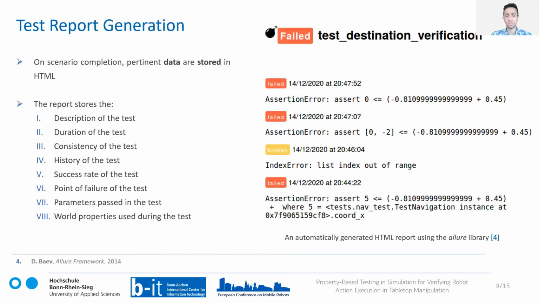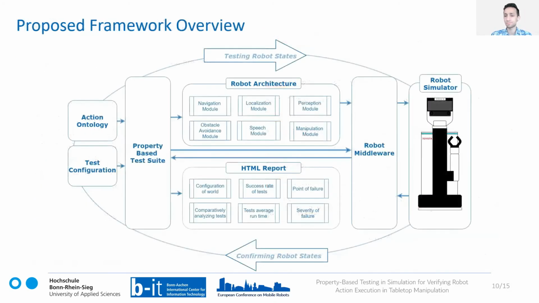In the test report generation, we store all the important data, including the test scenario configuration, in an HTML format as shown. The presented figure illustrates a report for a failed point-to-point navigation run, in which the navigation goal could not be reached due to an obstacle standing on top of it. Additional details that are stored are the description of the tests, consistencies, world properties, and various other parameters.